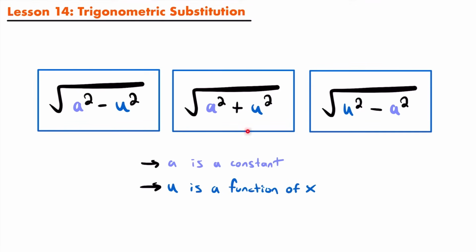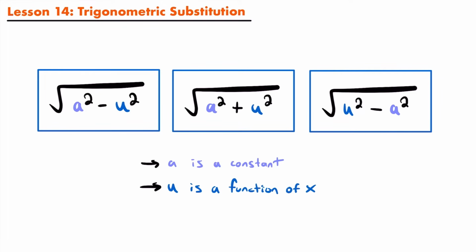And for each of those three radicals, a is going to be a constant, such as 1, 2, or 3, and so on, and u is a function of x. And so that could be x, x squared, 2x, 3x, and so on. And so if you come across an integral that includes one of these three radical expressions, there is a possibility that you won't be able to solve that integral using any other integration technique. And so that is where trigonometric substitution will come into play.